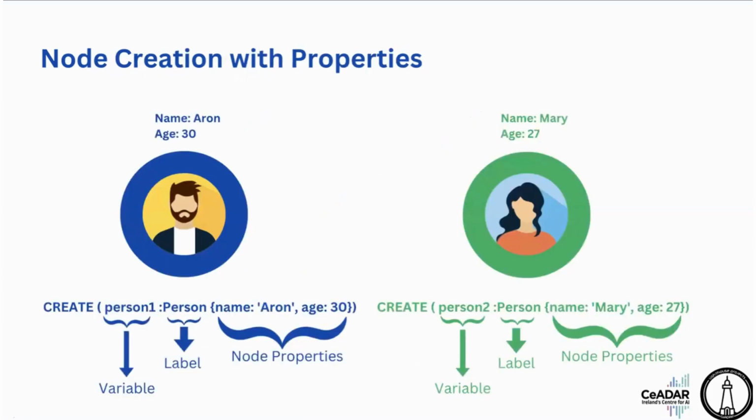So let's see how a node can be created using Cypher query language. So let's create a person. The person is a variable and we need to give a label for the person. And inside the label, we're going to give node properties. Either it can be a name, age, or anything. That's the basic of how to create a node.